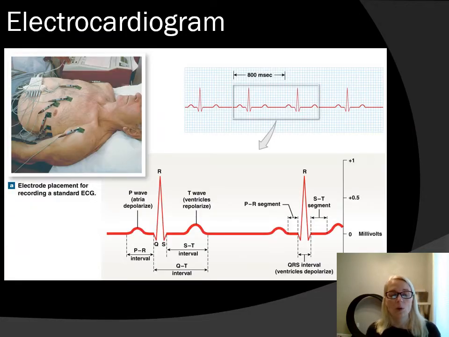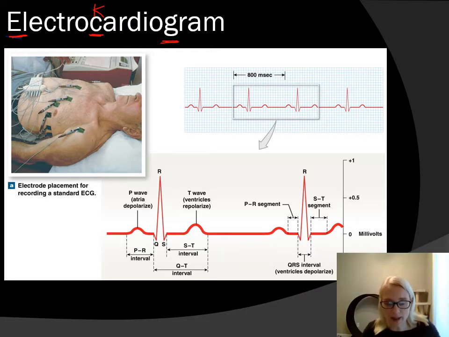Okay. We humans, the scientific community, have been able to figure out a way to record this electrical activity that's happening in the heart muscle itself, and it's called the electrocardiogram. So the, let me get a brighter color, ECG, or EKG if you like, either one's fine. So the ECG is a recording of the electrical events of the heart.